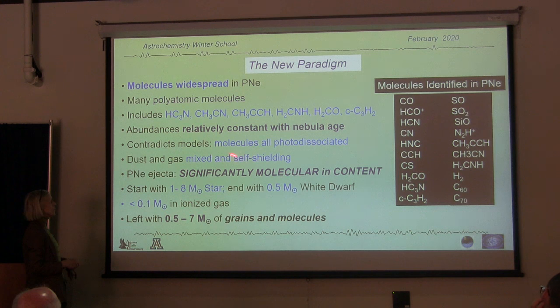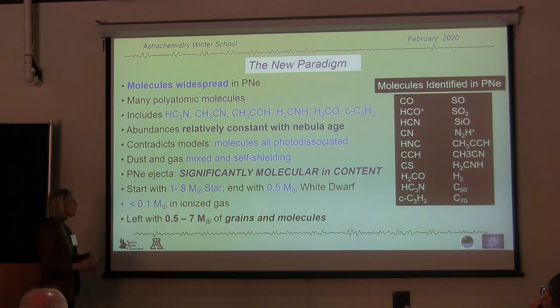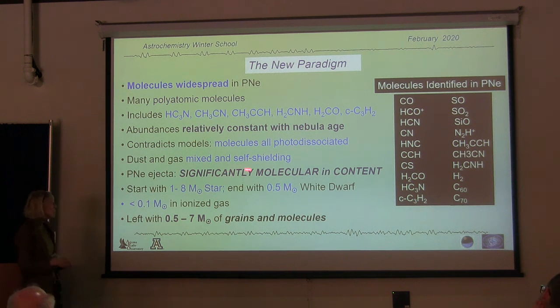So like I said, we believe that the molecules mix with the dust and form these really tight clumps that are pretty dense and self-shielding, and they just last a long time. And this means that at the end of the PNE phase, when this material enters the interstellar medium, it enters, at least in part, as molecules, not just atomic material.